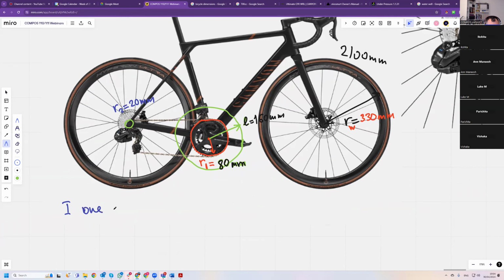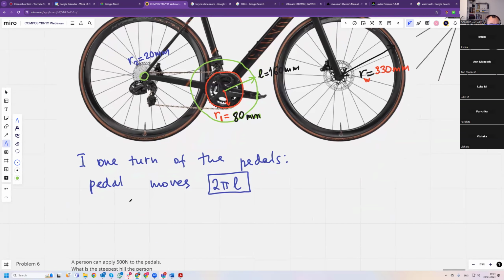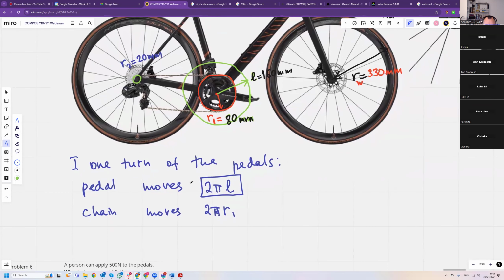In one turn of the pedals, the pedal moves 2 pi L. The chain moves 2 pi R1. Okay. Chain moves 2 pi R1.